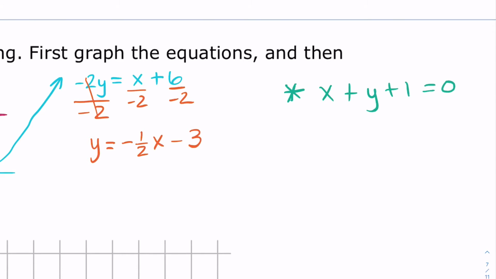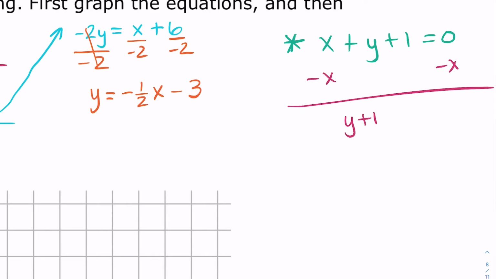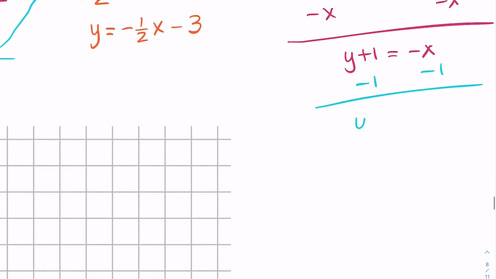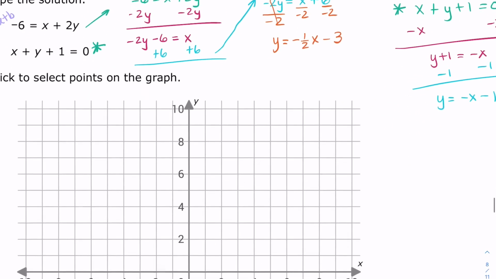What I'm going to want to do is move x over. And so now I have y plus 1 equals -x. And then the second thing I'm going to do is take 1 away from both sides as well. And I'm going to get y equals -x minus 1. So again, I'm just moving everything over, putting it in a nice form that I can use to graph it. And then I'm going to graph it.